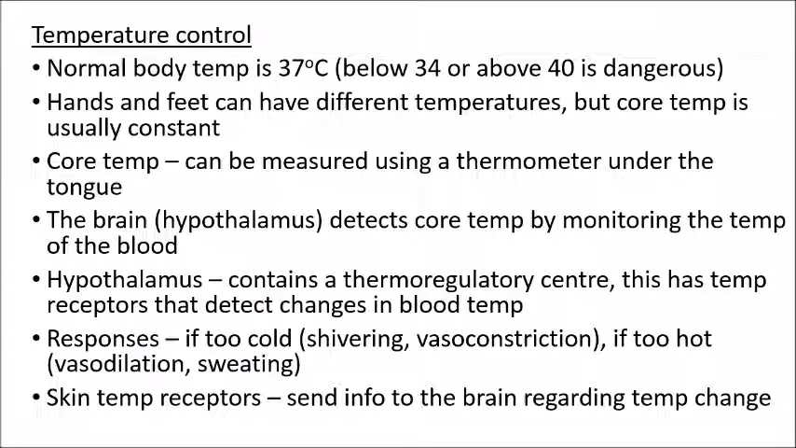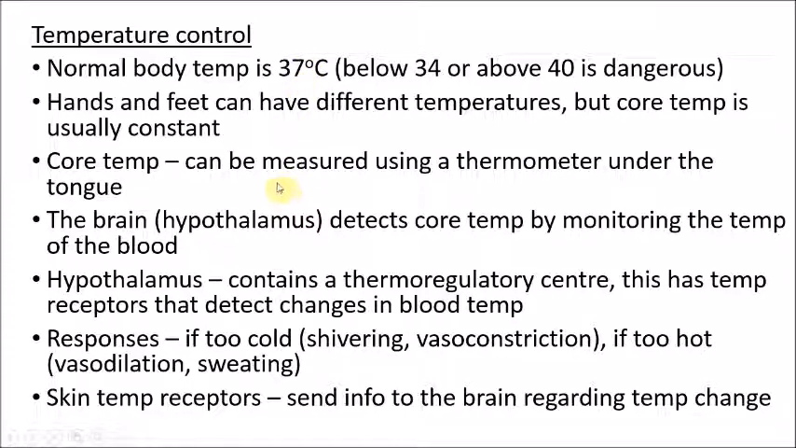Just regarding temperature control, a couple of extra things. Normal body temperature is 37, but above or below that value can be dangerous. Hands and feet have different temperatures, like if you're that person that has cold feet or cold hands, that might be because you have bad circulation, but core temperature is usually constant. It's around 37 because that's the best temperature for enzymes to function.